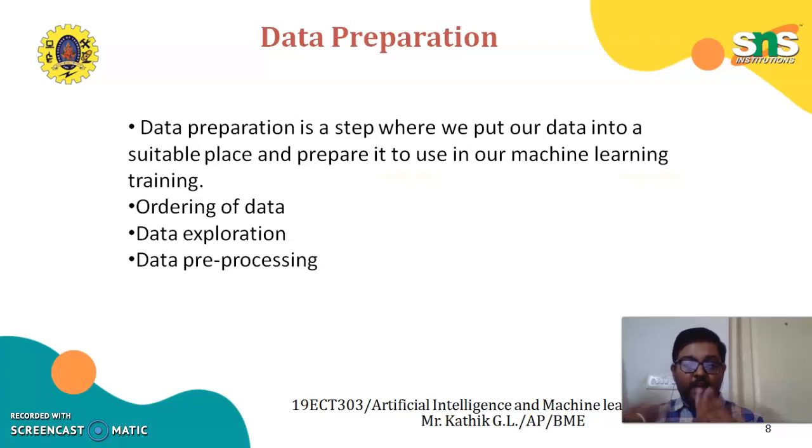Then data exploration. We are learning about the data, what data it is, whether it is the cost of a product or whether it is the heart rate data or blood pressure data. So data exploration. Then data pre-processing. Data pre-processing in the sense removing the redundant data, unwanted data, removing the null data, all those things will come under data pre-processing. So data has to be prepared.